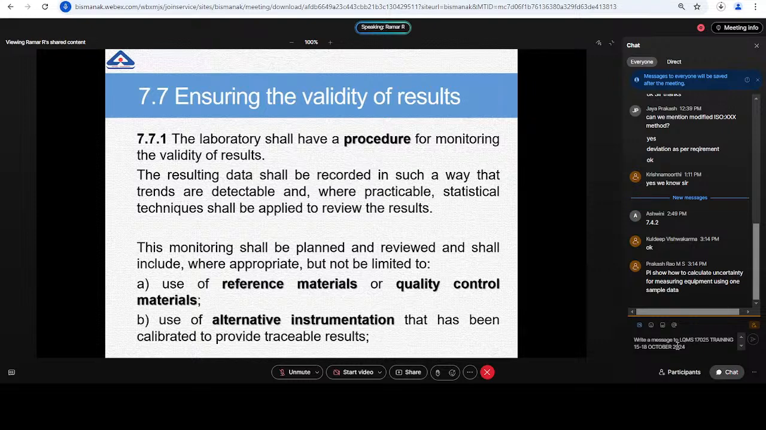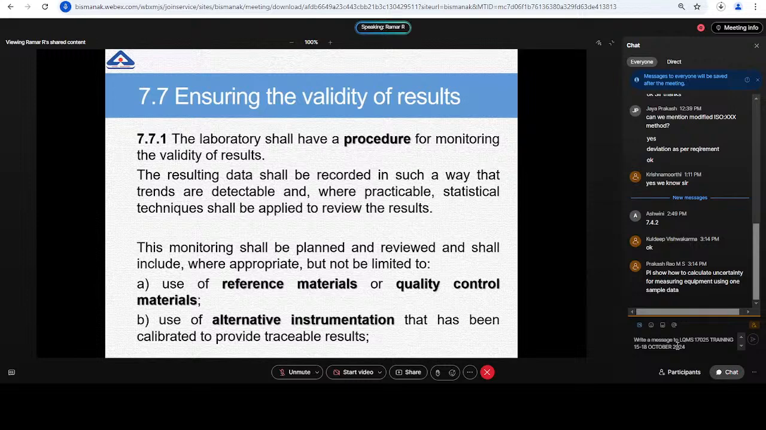The first one is the use of reference materials or quality control materials. Reference materials and reference standards are all certified things you can procure from outside. Certain things you can calibrate. Certain things you can procure as 17034 reference materials, or you can create some quality control materials internally in comparison with the reference materials, because reference materials are so costly. You cannot use them in day-to-day activities. So in that case, you can make your quality control material in comparison with the reference material, so that it can be implemented day to day.